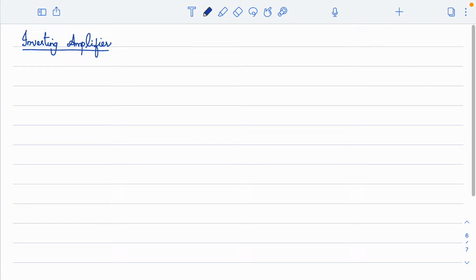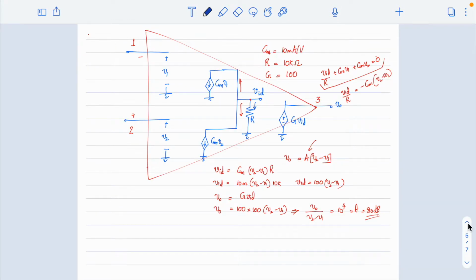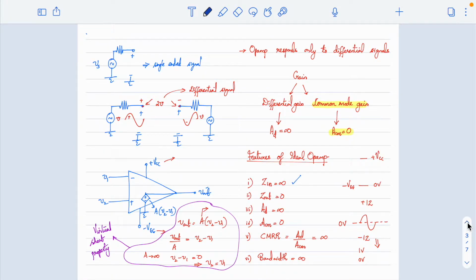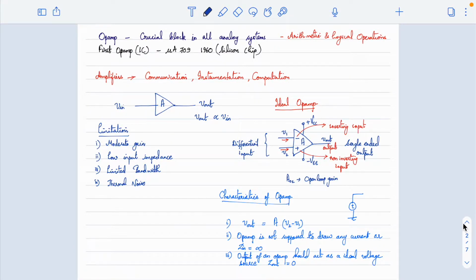In the last class we started with unit 4 where we discussed op amps. Just to revise, we discussed the limitations of a regular amplifier and what we are expecting out of an op amp. Some key features we discussed: the input impedance is infinity and the op amp is not supposed to draw any input current. The output impedance should be the same as an ideal voltage source, where the output impedance should be equal to 0.